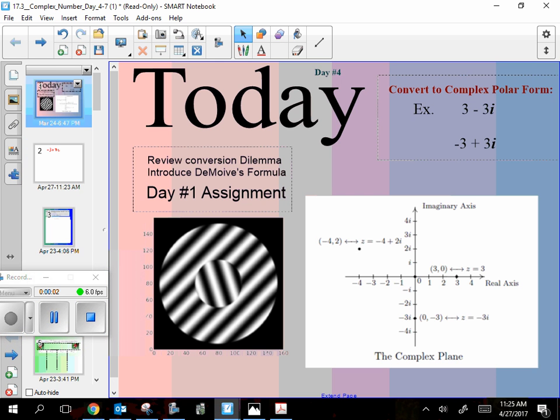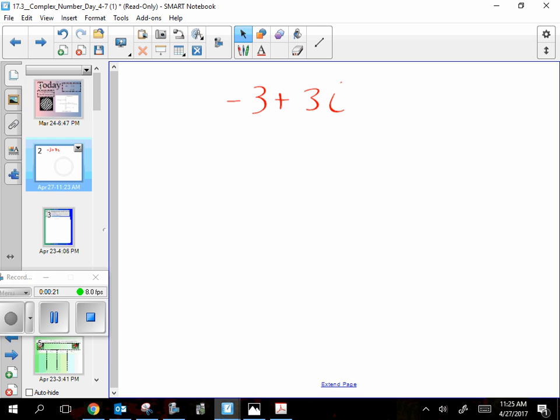All right, so for today, we are doing day 4 of complex numbers. And for today, it's DeMoivre's formula. It sounds really impressive, and it's actually incredibly easy. The main idea is, how do you multiply things that are in cis form? Well, what the heck is cis form again?